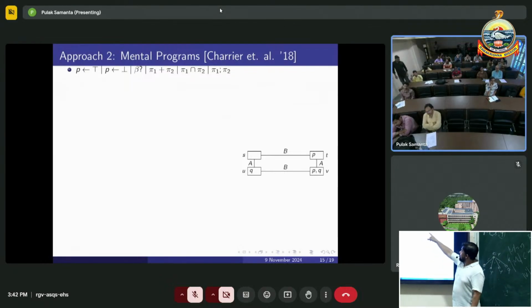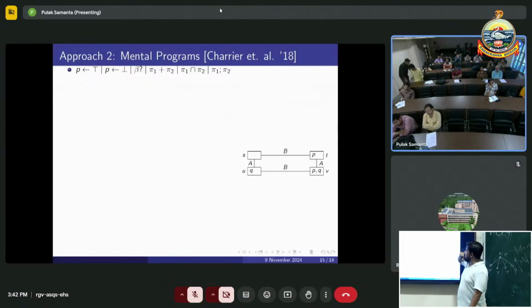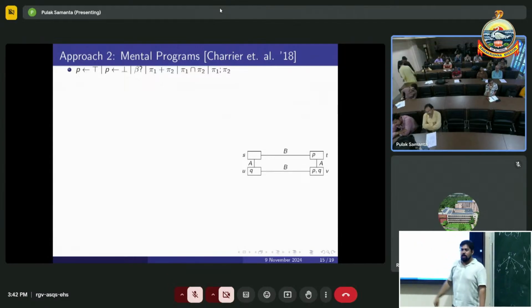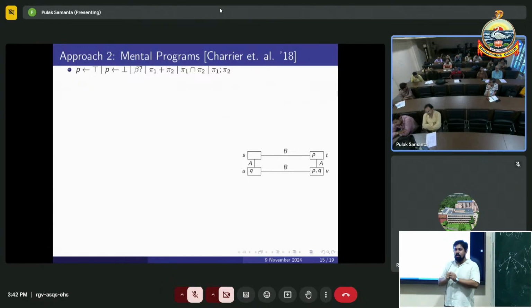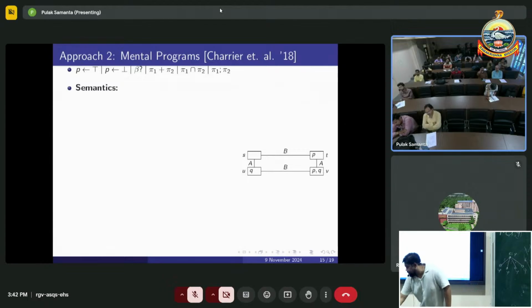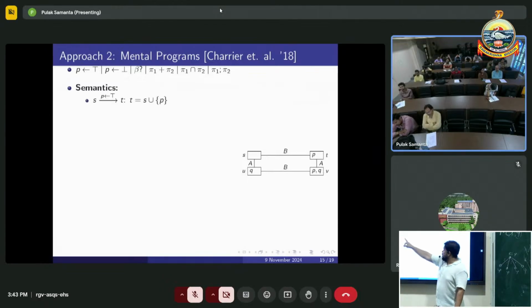The mental program is another approach introduced by Shariar in 2018, which is a very regular expression looking thing. Mental programs are actually used to encode any kind of relation. So this is a syntax, and I'll show you what it is saying. It says that two valuations S and T, which are subsets of V, can be related by P assigned to true, which means T is equal to S union P. Similarly, when P is assigned to false, if S has P in it, T will take away P from it.